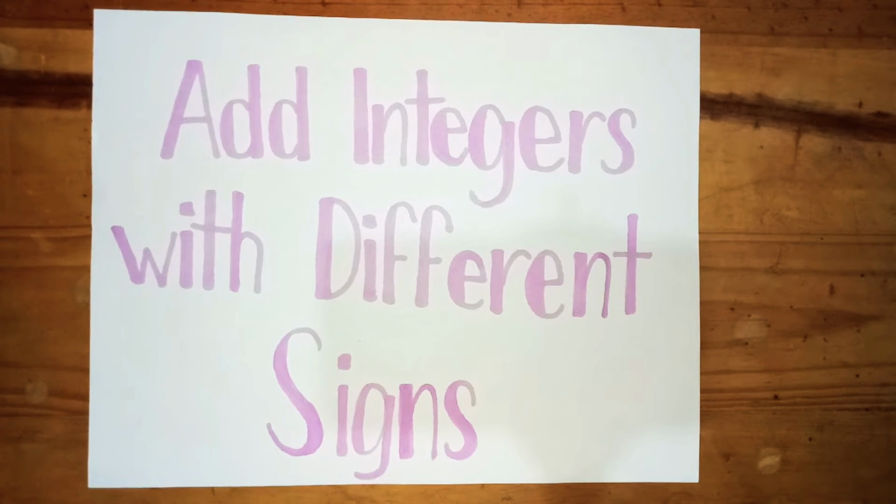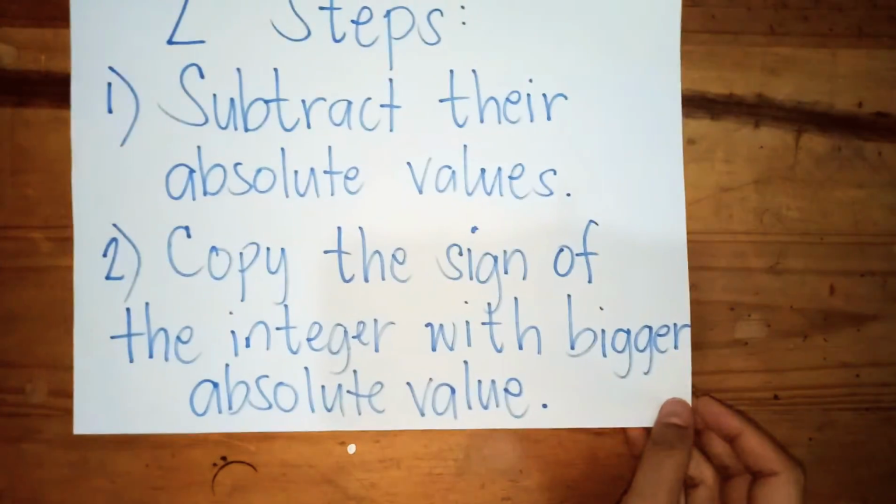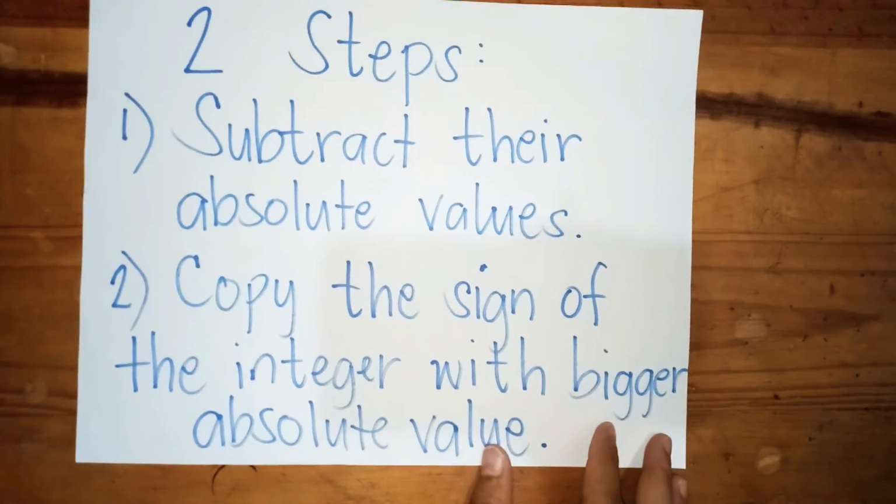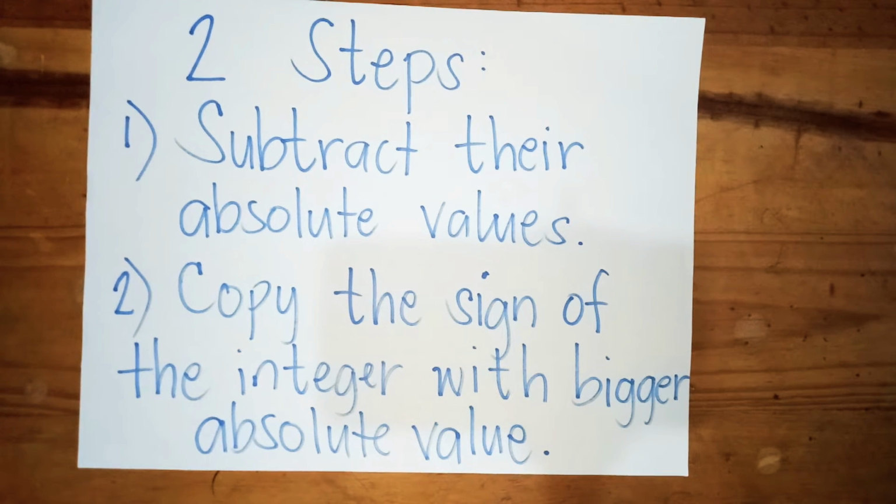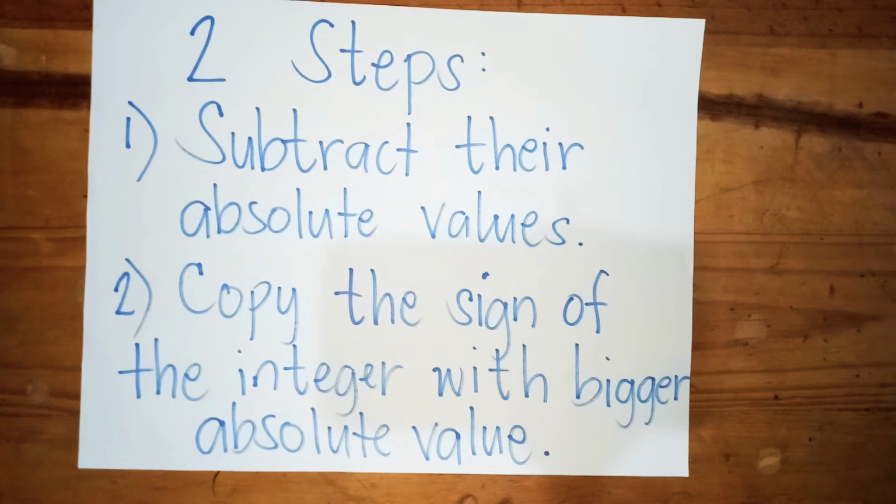To add integers with different signs, you must do these two steps. First, subtract their absolute values. Second, copy the sign of the integer with the bigger absolute value. Let's now have these examples.